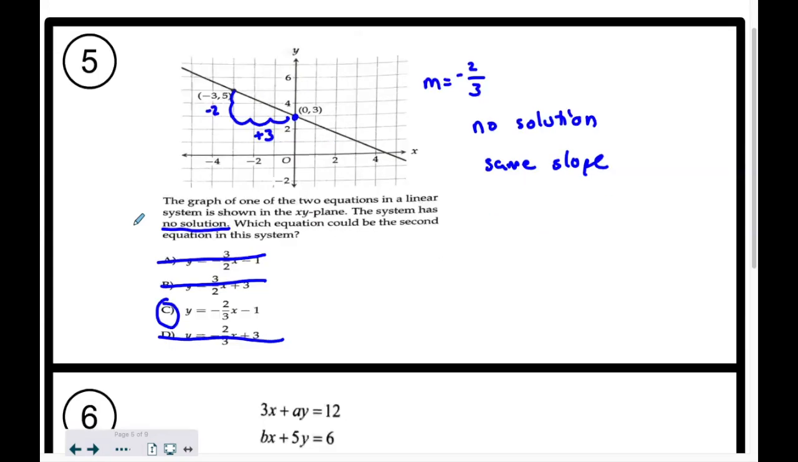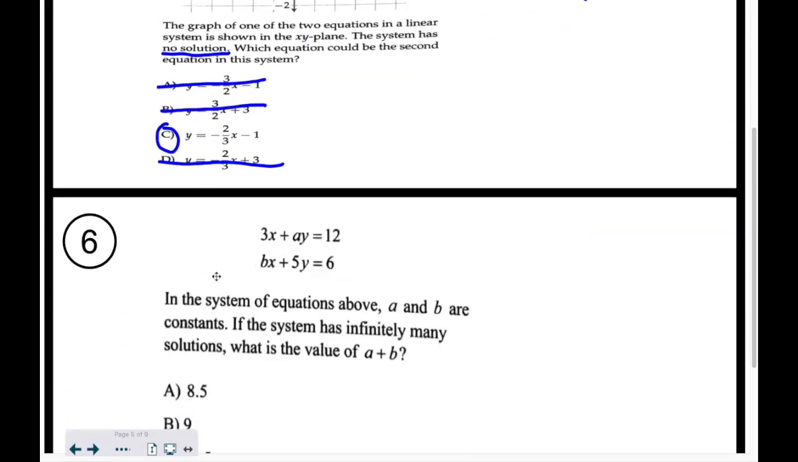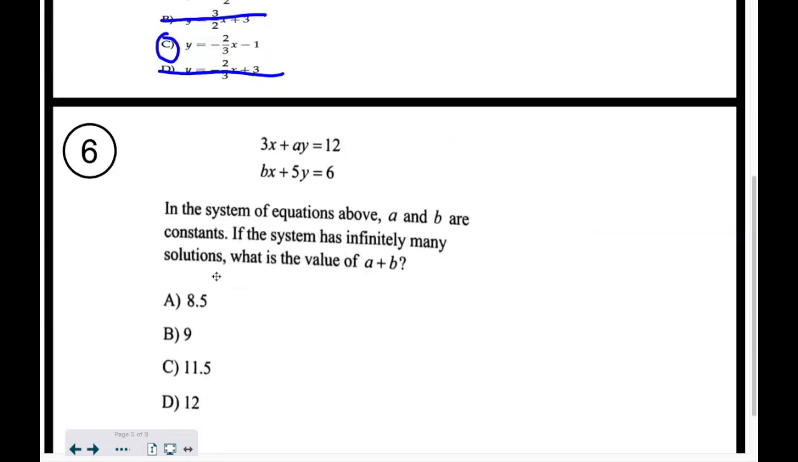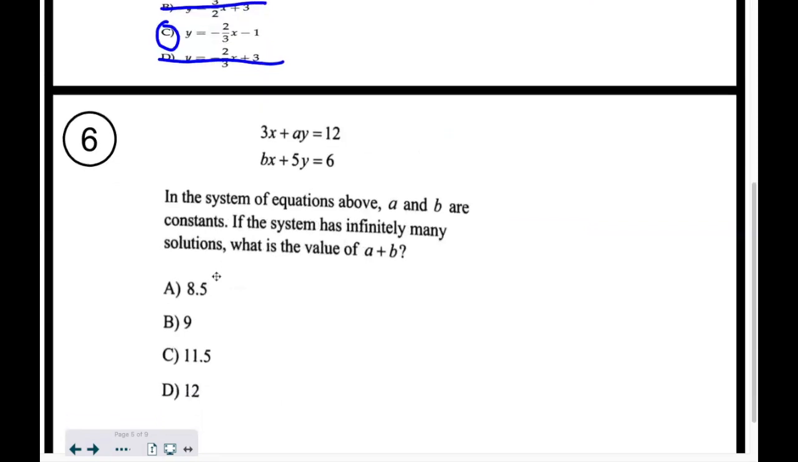Okay. So now when we move on to number 6, first, they're in standard form and they're talking about infinitely many solutions. So when it's in standard form and you're talking about infinitely many solutions, that means that the x's, the y's, and the constants all have to be the same because they're the same line. So if they're the same line, then again, like I said, the coefficients of x, the coefficients of y, and the constant on the right have to all be the same.